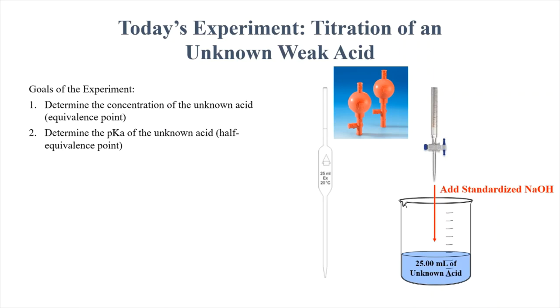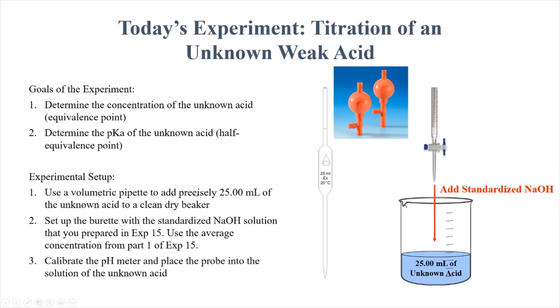Okay, so now let's look at today's experiment, which is the titration of an unknown weak acid. So what are our goals for today? Our goals are to determine the concentration of the acid, right? We don't know what the concentration is, so we want to figure it out. That's the classic objective of a titration. Then the second thing we want to do is determine the pKa of this acid, because if we know the pKa, we can look it up in the table and make a guess as to what acid we have. So we don't know what the acid's going to be here.